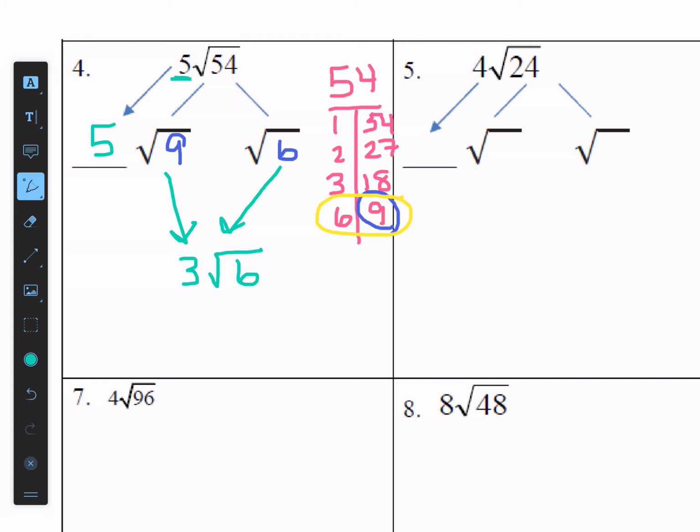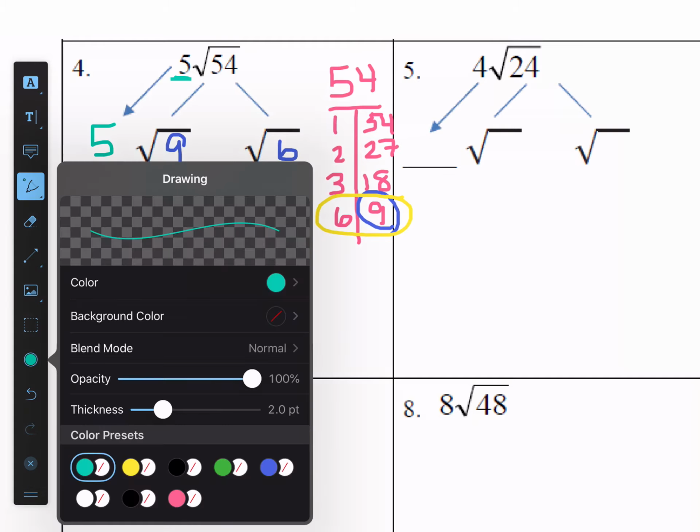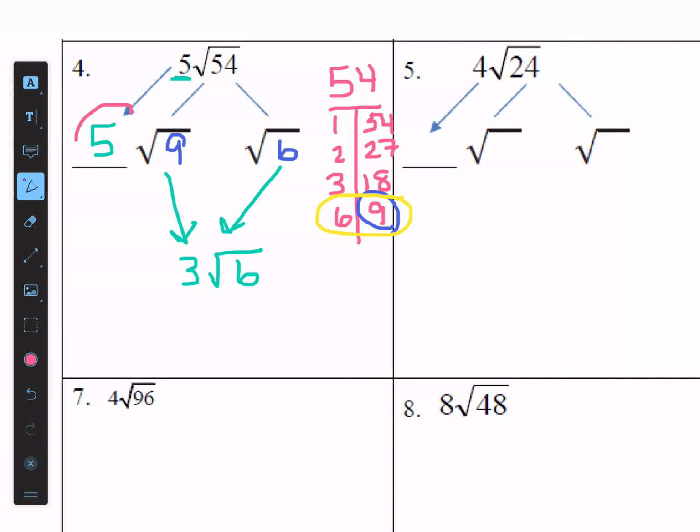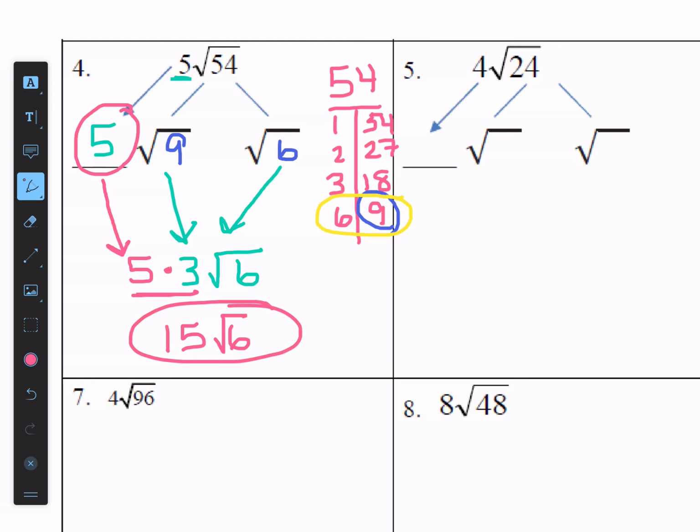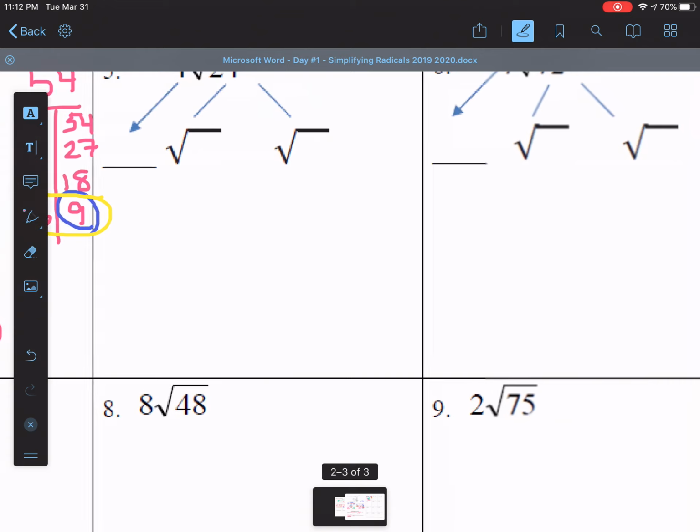And now the final thing we have to do in this example, because we have this number that was originally in front, we're going to bring that down also and multiply. So we're just going to multiply these two numbers together. So 5 times 3 gives us 15 radical 6. Okay? All right. On to the next.